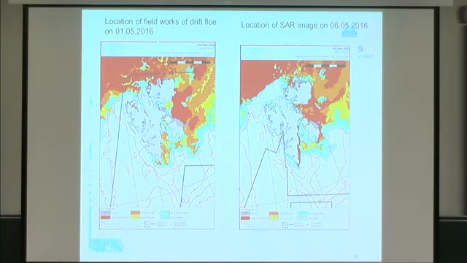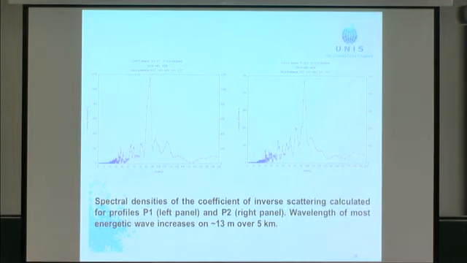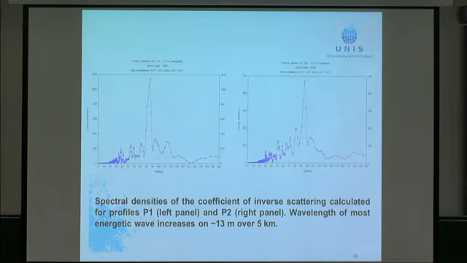Again I want to point out that this image is from 6th of May, and fieldwork was performed just near this point a few days before. Therefore I assume that we have the same turbulence, the same eddy viscosity. Here you see the result of pixel analysis. Near the ice edge, we identify wavelengths of about 90 meters, and here it is about 100. So the difference in peak wavelengths from that analysis is about 13 meters over 5 kilometers.